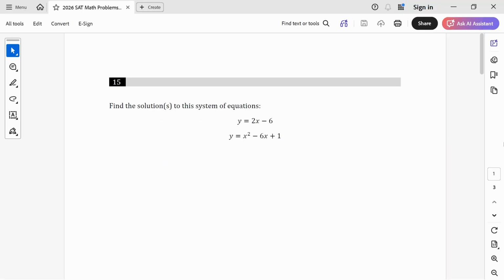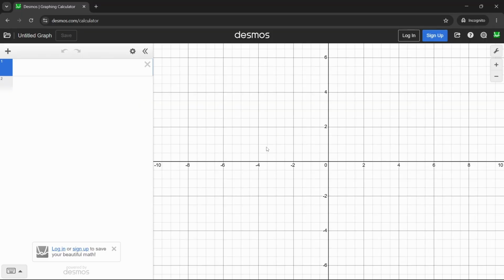Okay, let's say that we have a problem. Find the solutions to this system of equations. They give us a linear equation, y equals 2x minus 6, and another one, but this is not linear, this is quadratic, y equals x squared minus 6x plus 1. To find the solutions, you could do the math and work this out on paper, or we could use Desmos and quickly graph these. So going over to Desmos, we can type in the equations.